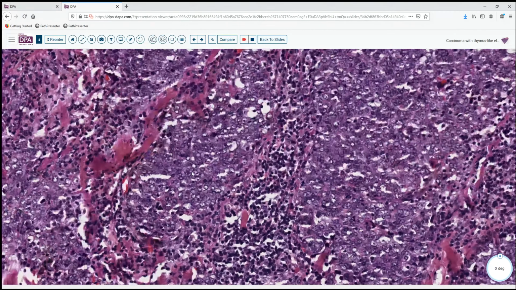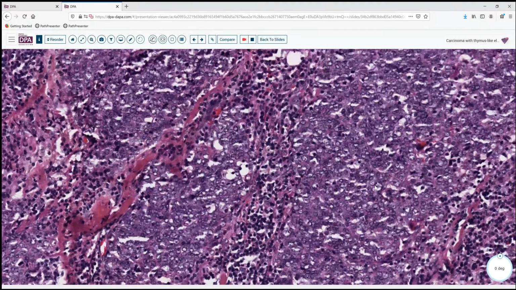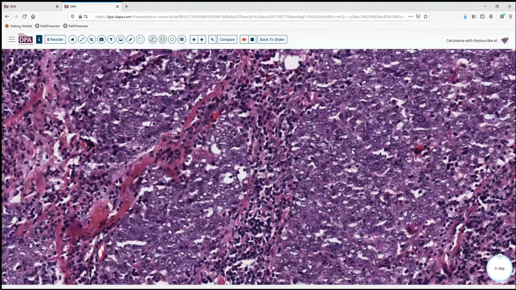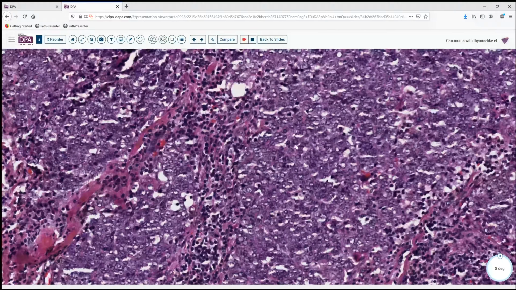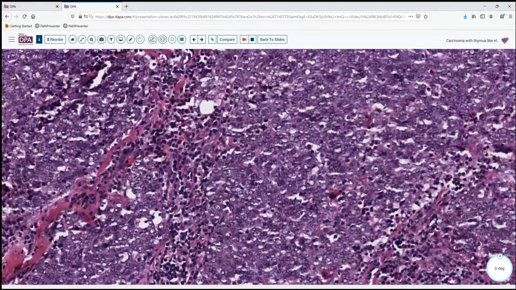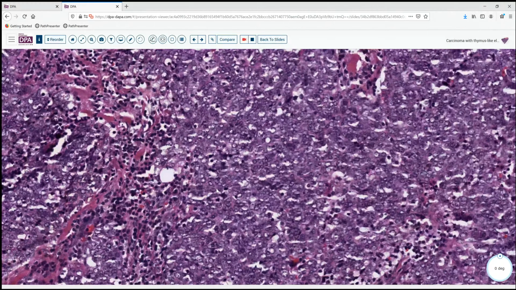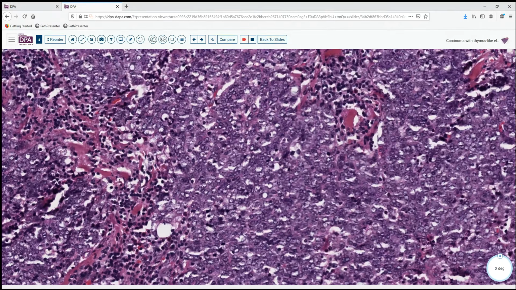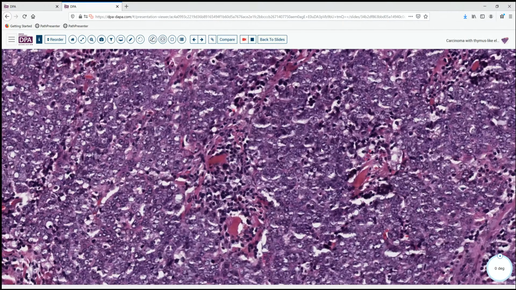And these appear to be epithelioid cells. Sort of a diffuse background, appearing to be high grade, but there isn't a lot of nuclear debris or necrosis, just a lot of these scattered lymphocytes and a few other inflammatory cells here. So this doesn't look like any of the usual carcinomas of the thyroid.